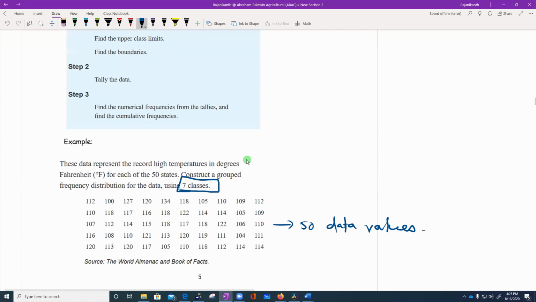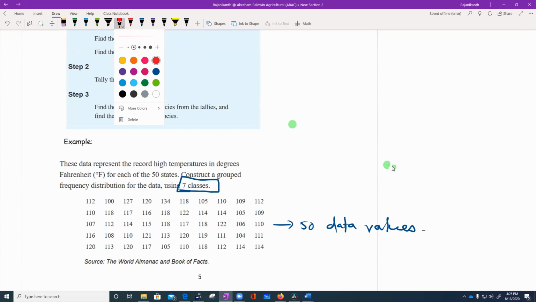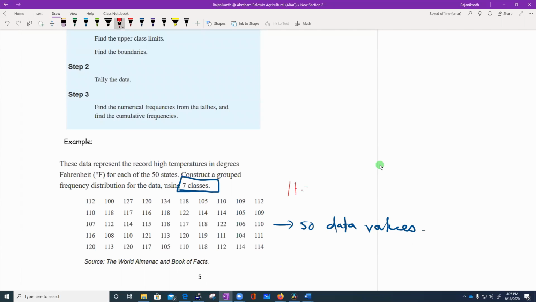What is your first task? Your first task is to find the highest and the lowest value among this data set. Would you tell me what is the highest data value among this set, and the lowest? What is the highest value you are given? 134. 134, where is that? That is right over here, right? Yes, good. So 134 is the highest value. What is the lowest value? 100. 100, where is that?